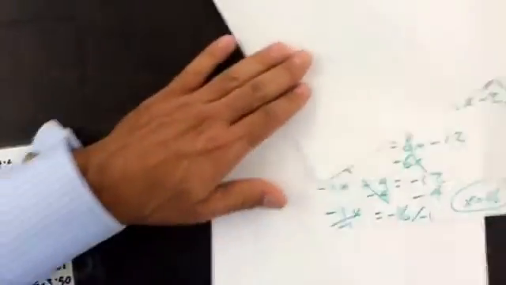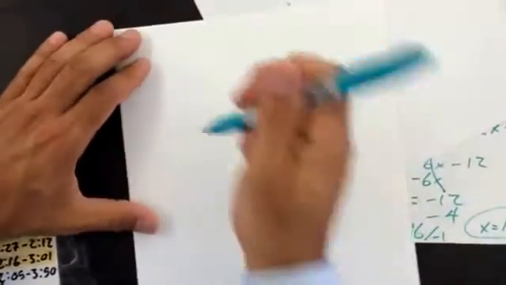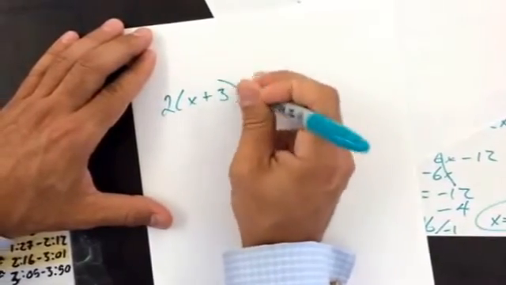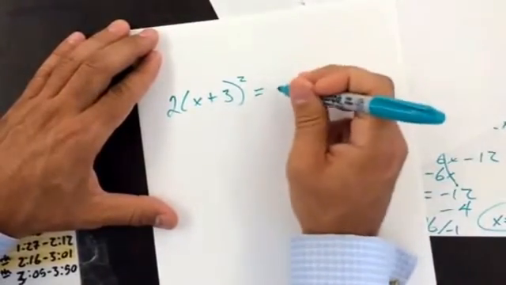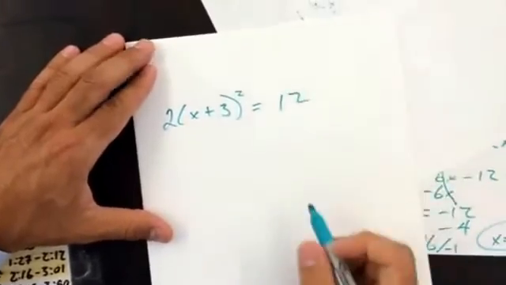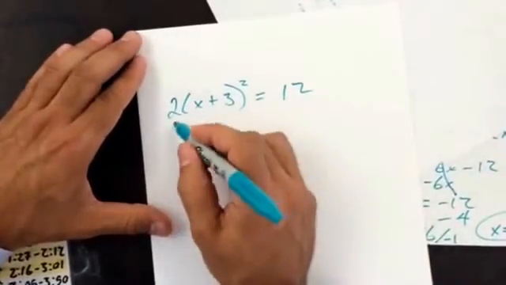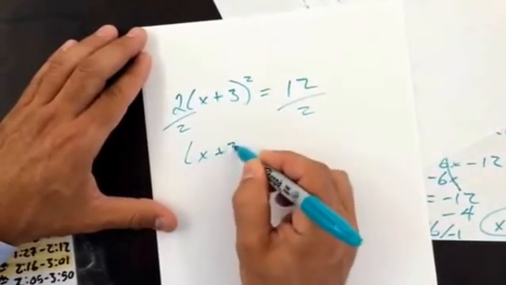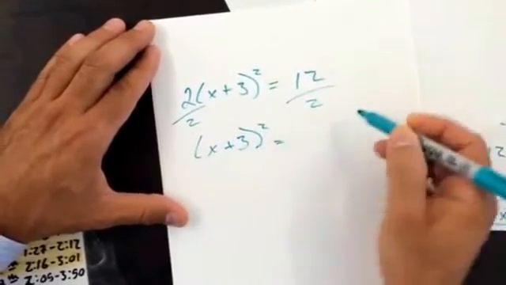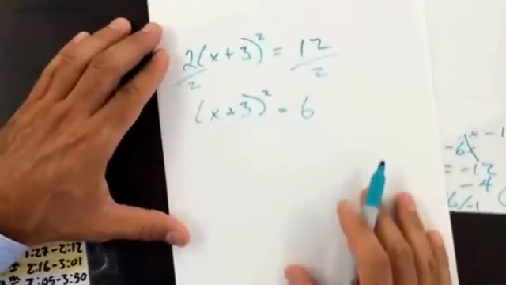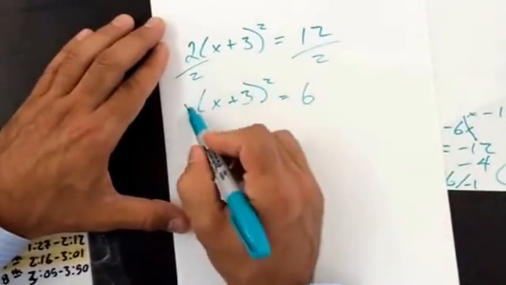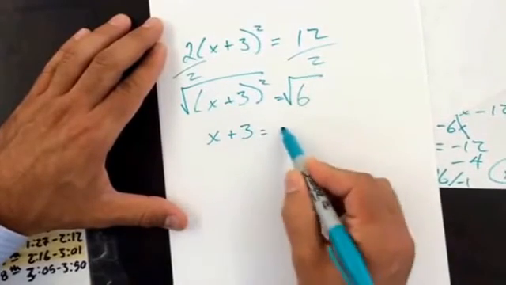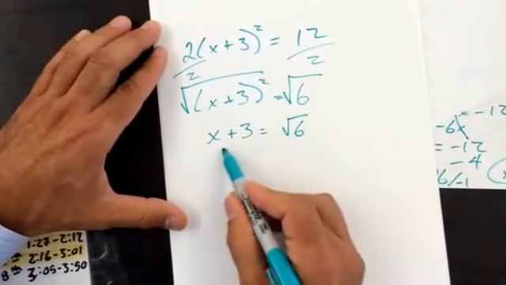I don't feel like I should have to show you too many examples on solving equations. You guys should have the process down. Just in case you don't, here's another one. So I'm going to eliminate this multiplication by dividing. Gives me x plus 3 squared equals 6. I'm going to get rid of the exponent by doing the square root. X plus 3 equals the square root of 6. And then I'm going to subtract 3.